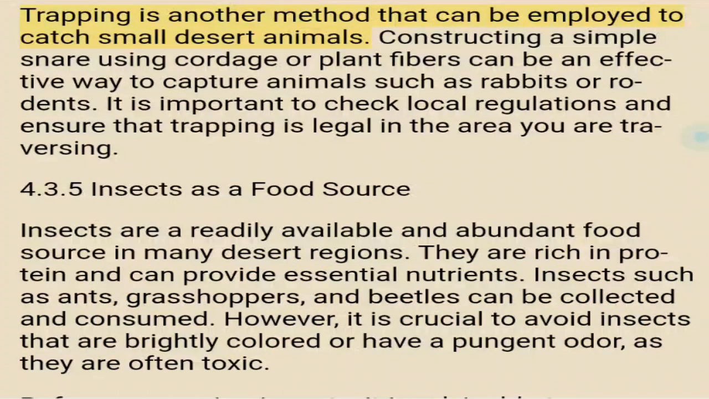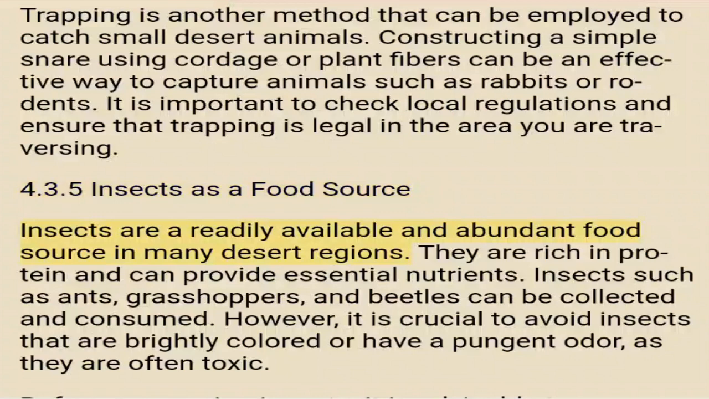Trapping is another method that can be employed to catch small desert animals. Constructing a simple snare using cordage or plant fibers can be an effective way to capture animals such as rabbits or rodents. It is important to check local regulations and ensure that trapping is legal in the area you are traversing.